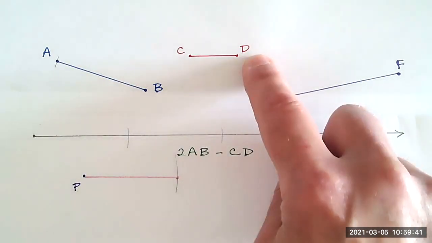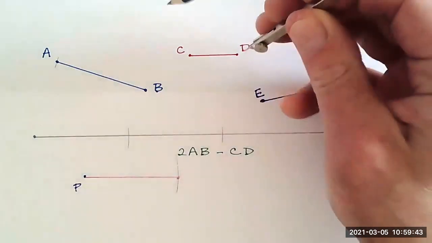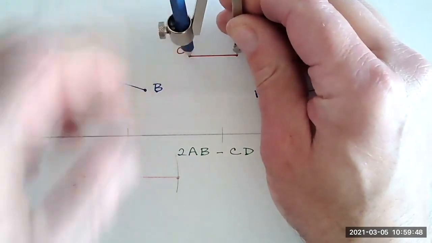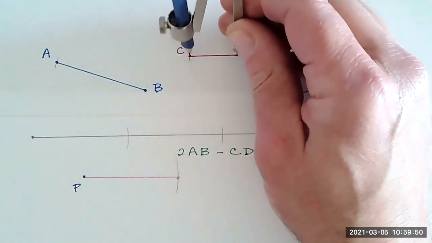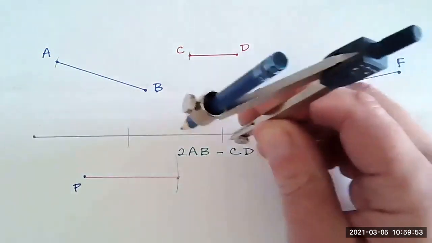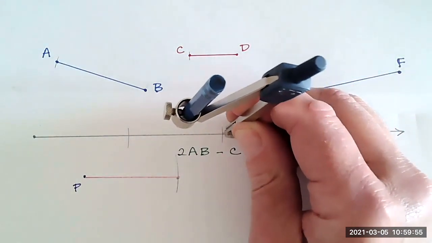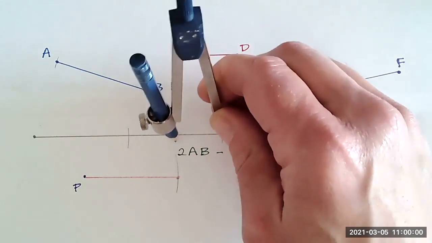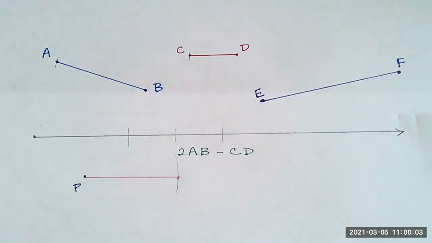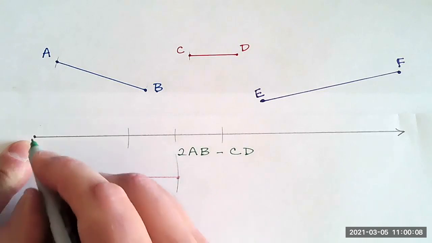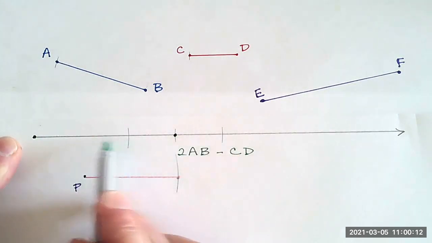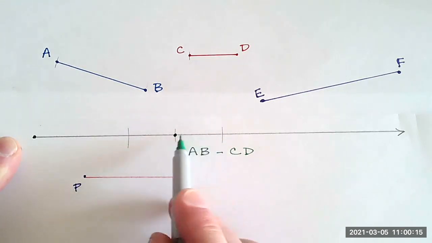And then subtracting the distance from C to D, I need to set my compass to a new radius, check that that distance is actually C to D, and then working backwards from my last endpoint, I'll work back towards my original point, and I'll subtract that distance from C to D. So this is equivalent to this segment where I have 2 ABs and I'm subtracting C to D.